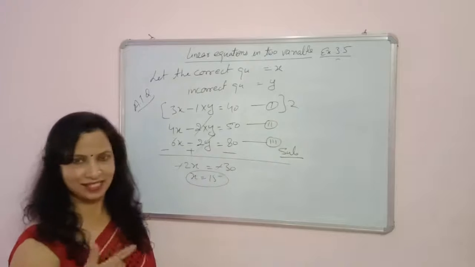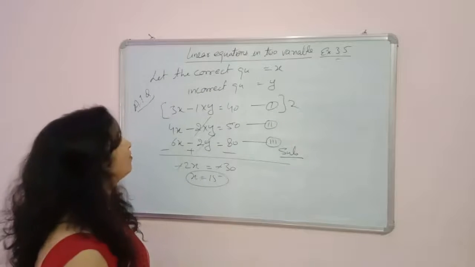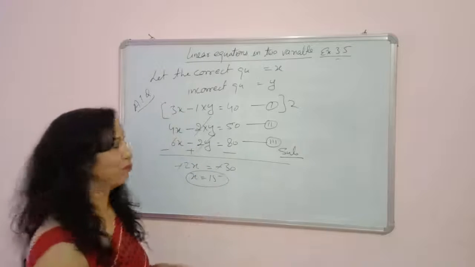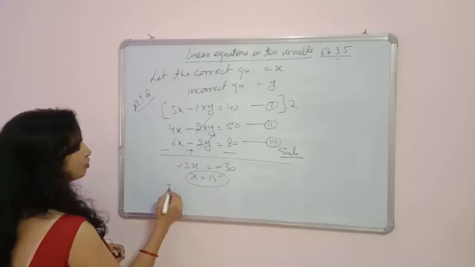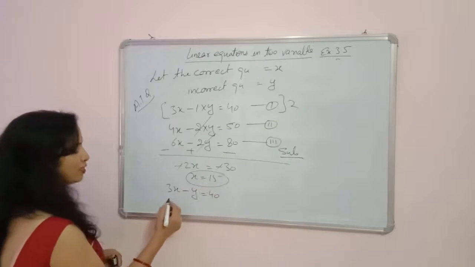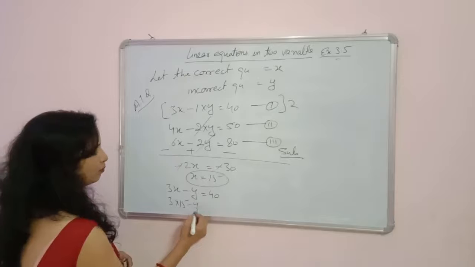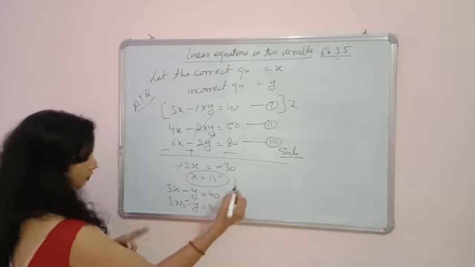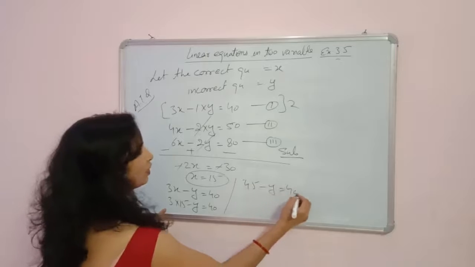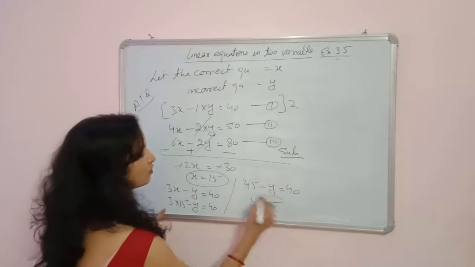So this is x. Again, how will you get y here? By putting the value of x in either equation 1 or 2. So I am going to put the value of x in equation 1, that is 3x minus y is equal to 40. In place of x I am writing 15. So 3 times 15 is 45, minus y is equal to 40. Then the value of y is 5.